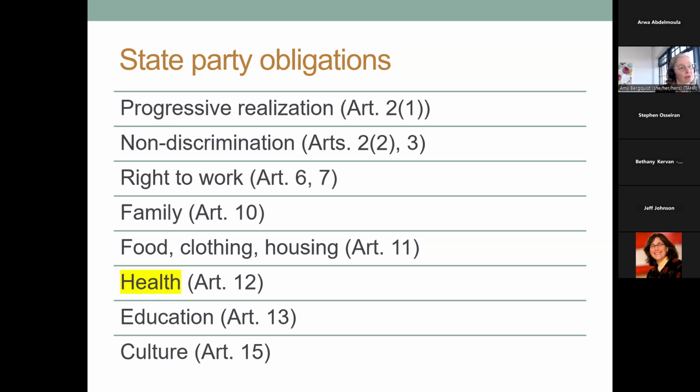There's also language about the right to work. There's language in the treaty about the right to family and family relationships, to food, clothing, and housing. The right to health, education, and culture are some other examples of rights in this treaty. Health is highlighted because that's the one area where we had some inroads with this particular treaty to talk about death penalty issues, specifically access to health care for people under sentence of death.